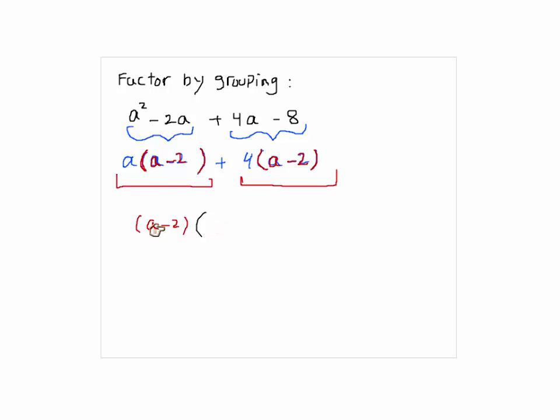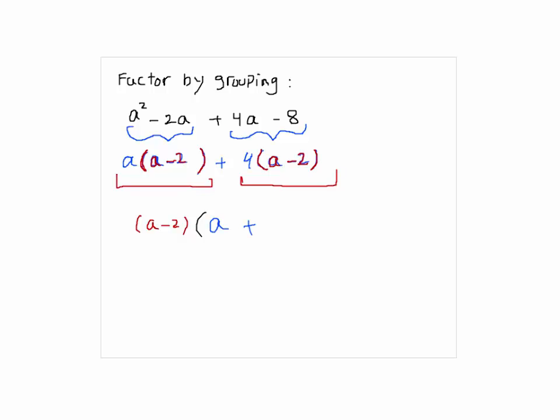So the question is, what times a minus 2 gives you this first term? What's missing? Anyone? So this is 4a now. What times a minus 2 gives me this first term? I'm getting a few correct answers here. A, right? A is missing, so if I put a here, good.